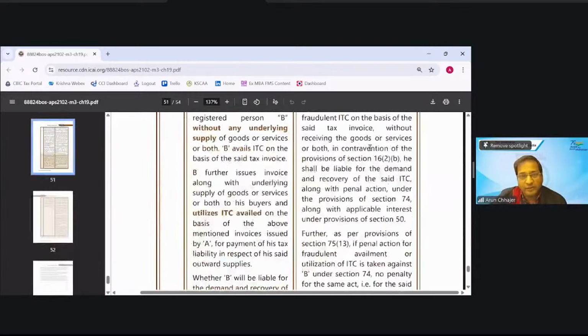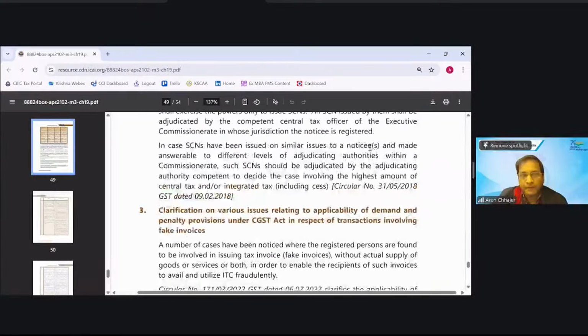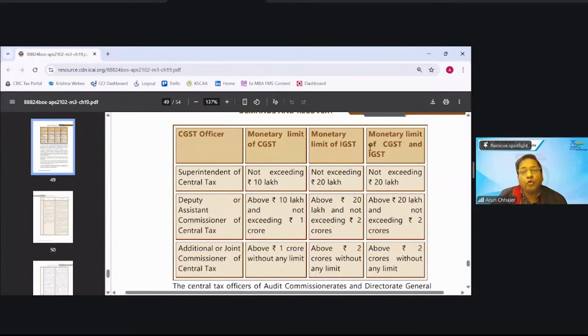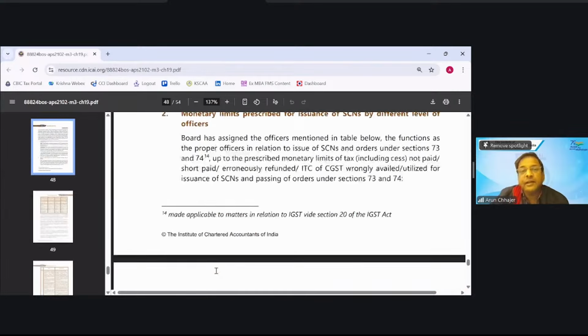Now let's talk about 2-3 more points. This point I will clarify. हाँ, तो 73-74 के केस में उन्होंने मॉनेटरी लिमिट फिक्स कर दी थी कि अगर अमाउंट जो डिमांड है वो 10 लाख तक है तो कौन इश्यू कर सकता है? सुपरिटेंडेंट कर सकते हैं. अगर 10 लाख से ऊपर बट अप टू 1 करोड़ देन डिप्टी और असिस्टेंट कमिश्नर कर सकते हैं. अगर अमाउंट 1 करोड़ से ज्यादा है तो एडिशनल या ज्वाइंट कमिश्नर करेंगे. ठीक है, क्या चीज है ये?